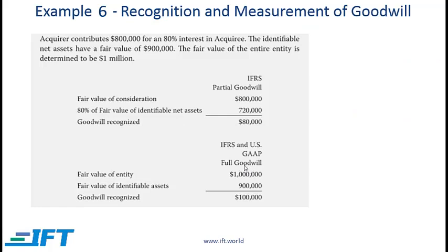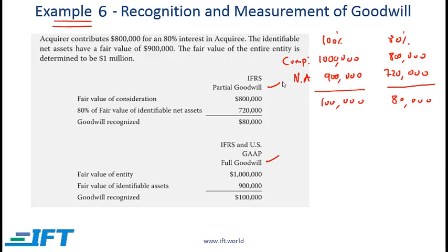Now let's take a look at example 6, which demonstrates the calculation of partial goodwill and full goodwill. Note that IFRS allows both methods, whereas US GAAP says that we must use the full goodwill method. We have a very simple scenario. The acquirer acquires another company called the acquiree, and the total value of the acquiree is 1 million. But the acquirer acquires 80%. So 80% of 1 million would be 800,000.